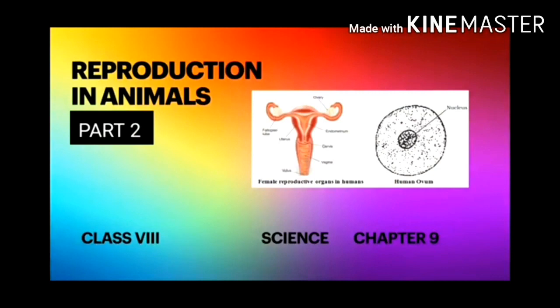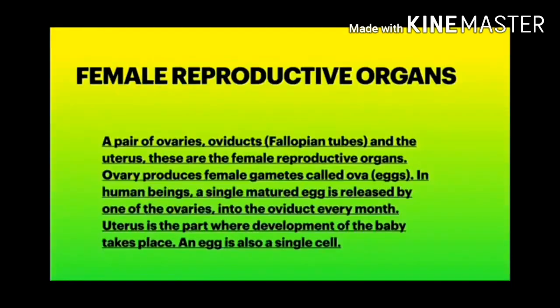Chapter Reproduction in Animals Part 2. Today we will discuss female reproductive organs in human beings. A pair of ovaries, oviducts, also known as fallopian tubes, and the uterus. These are the female reproductive organs.